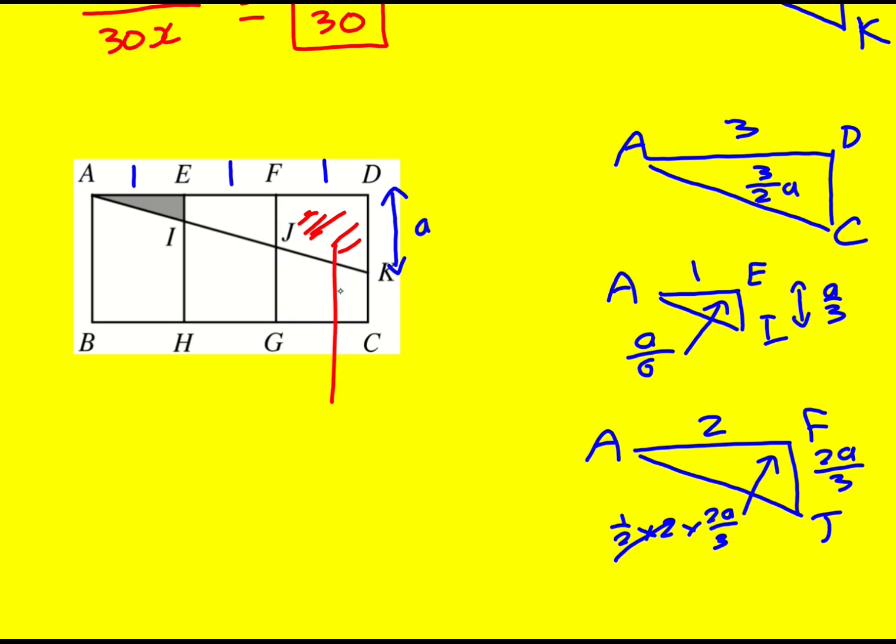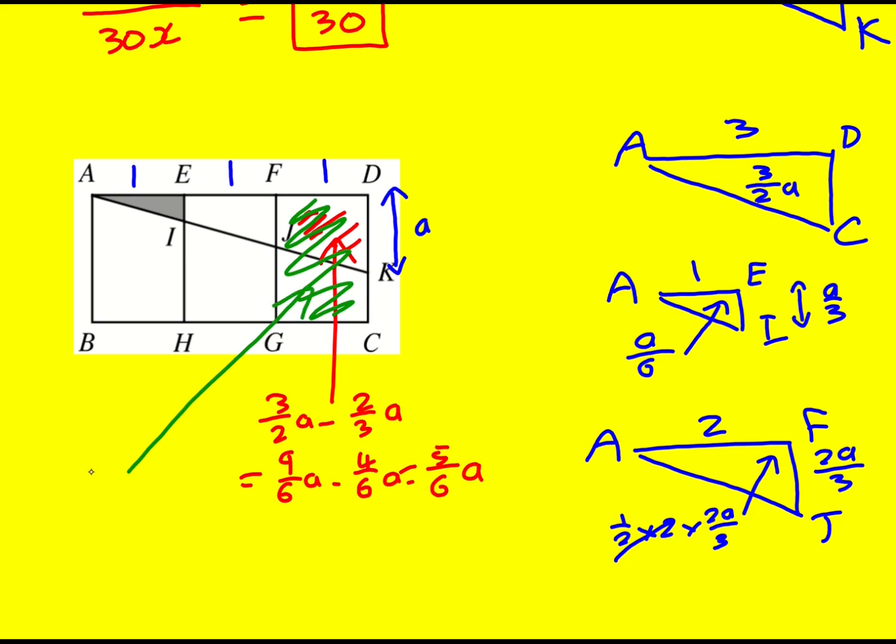Which means the red area, this is the important bit now, it's going to be the area of the big triangle ADK, so 3 over 2A, minus the area of the triangle we just found, 2/3 A. Put it over a common denominator, 9 over 6A minus 4 over 6A gives 5/6 A. Which means the whole thing here is then going to be twice that, so 5/3 A.